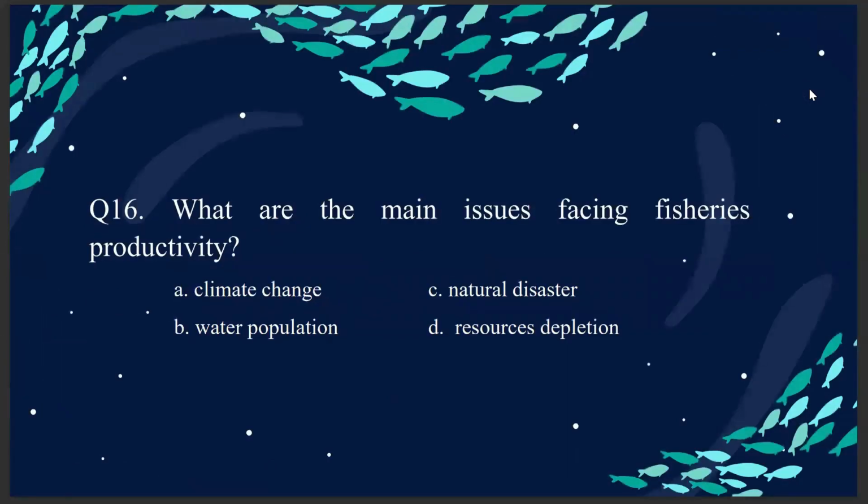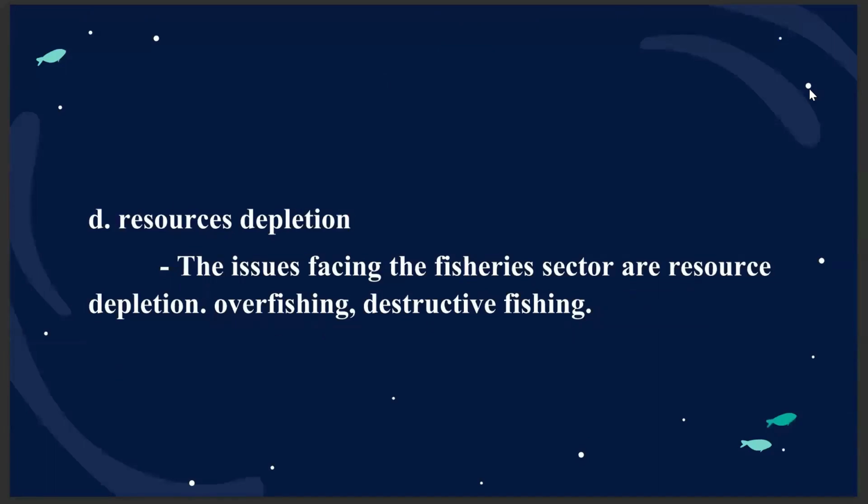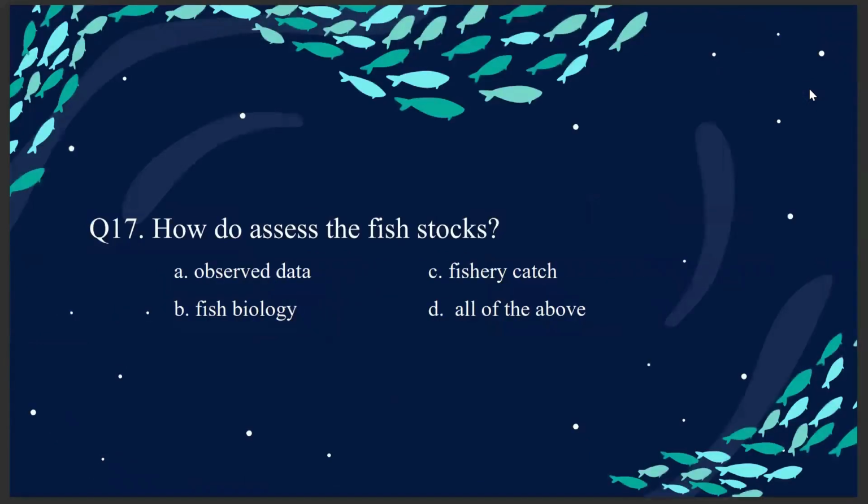Question number 16. What are the main issues facing fisheries productivity? A. Climate change. B. Water pollution. C. Natural disaster. Or D. Resources depletion. The answer is letter D. Resources depletion. The issues facing the fisheries sector are resources depletion, overfishing, and destructive fishing.